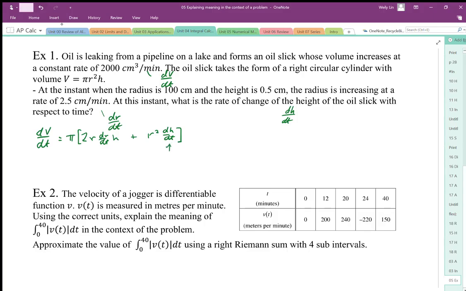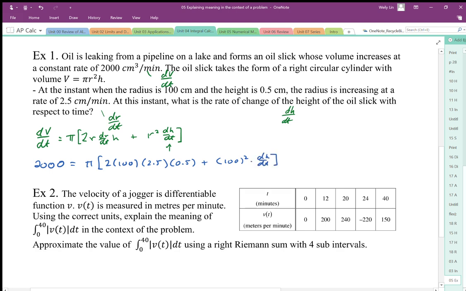So the dV by dt was given as 2,000 centimeters cubed per minute. Pi, the radius is 100 centimeters, so we're going to go 2 times 100, dr by dt, which we've been given as 2.5 centimeters per minute, and the height we've been given as 0.05, plus r squared, which is going to be 100 squared, times the unknown part dH by dt. Okay, so then we just rearrange all this.